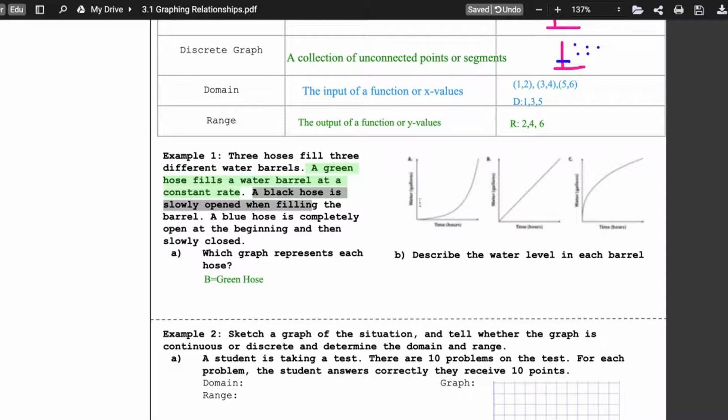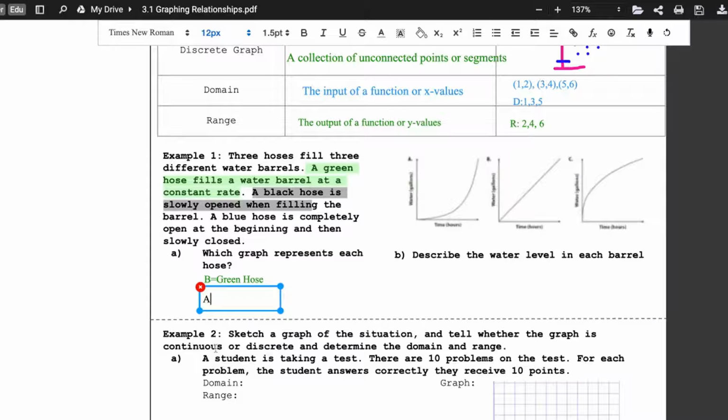So we kind of talked about this on graph A. It starts out slow. See how it has that low slope? And then it starts to speed up. So think about when you're filling up your glass of water, you start out slow because you want to see what the water's like, and then you speed it up. So that would represent the black hose. So that is graph A, and that is the black hose.